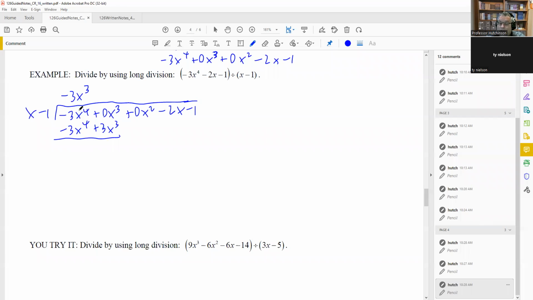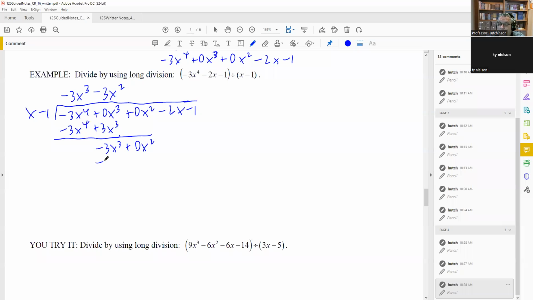So if we subtract that, that's going to be nothing. 0 minus 3 is negative 3x cubed. So again, as you see there, because we're putting the place keepers, we're ensuring that we're subtracting the correct powers. So all the 3's are lined up, and we get that, negative 3x cubed. Okay, and then we just bring down the next one. We bring down 0x squared. Negative 3x cubed divided by x is negative 3x squared now.